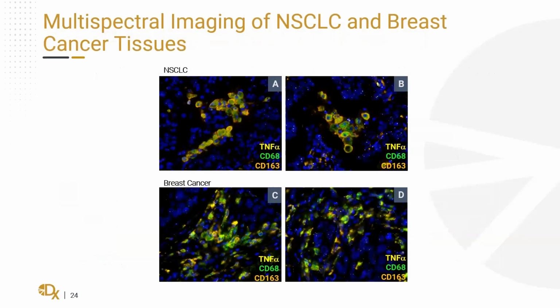So here we have unmixed multispectral scans of the NSCLC tissue on top and the breast cancer tissue on the bottom. And these were stained with the ISH-IF panel. These are zoomed in 40X images that show the TNF-alpha RNA-ISH cytokine in yellow with Opal 570, as well as the IF biomarkers CD68 in green with Opal 520, and CD163 in orange with Opal 620.